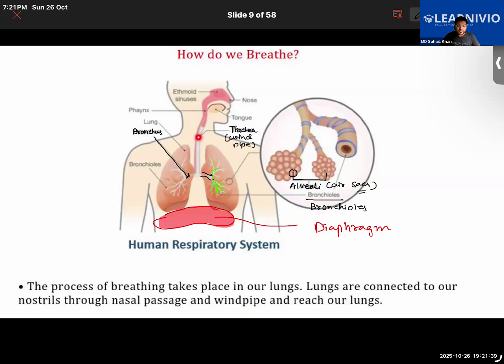Now, further the windpipe. Look at our neck region. Do you see that tiny bump in our neck, a structure protruding outside, bulging outward? That is your voice box.